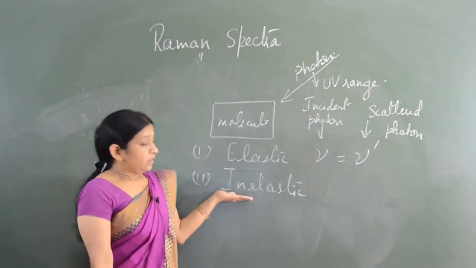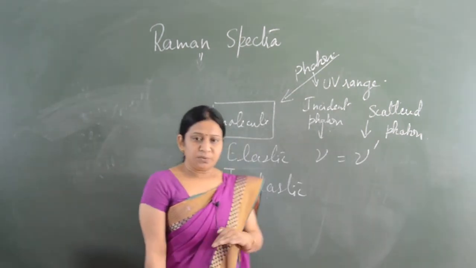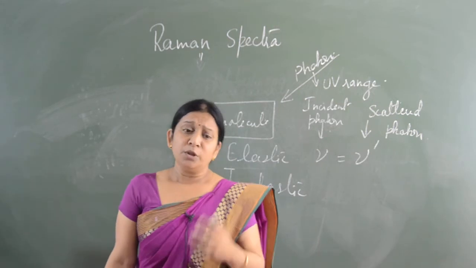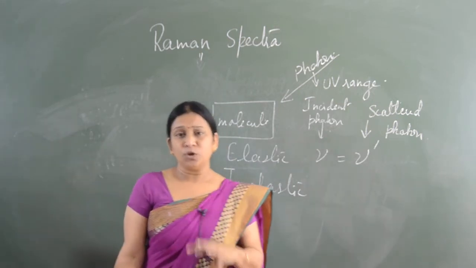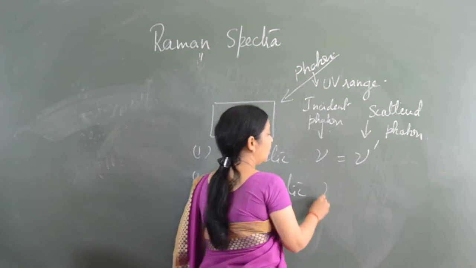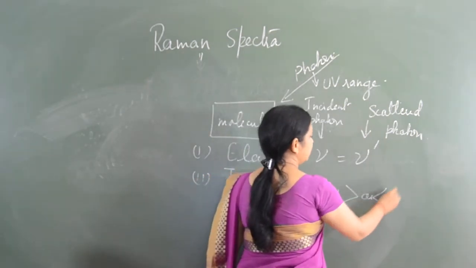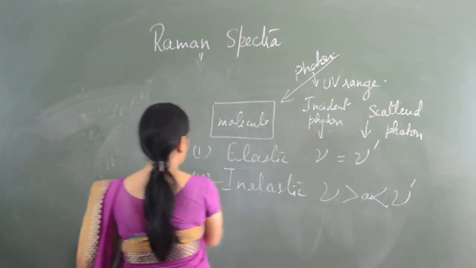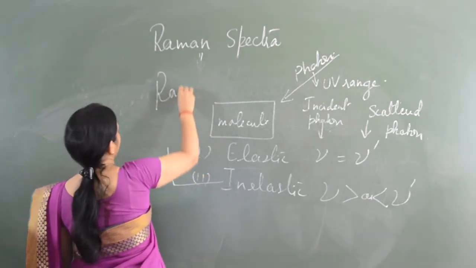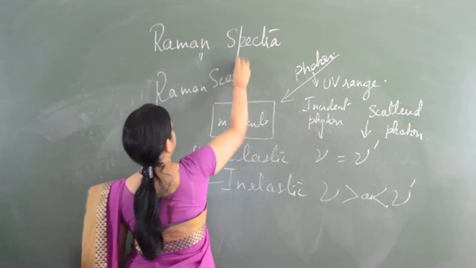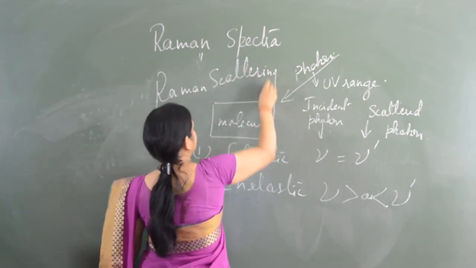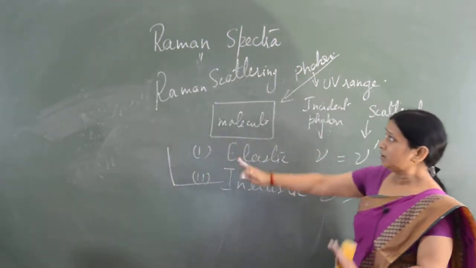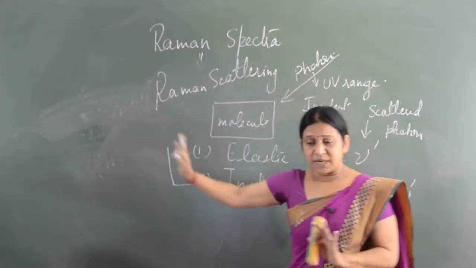Now when a radiation falls on the molecule and the collision is inelastic, inelastic means the frequency of the scattered photon is either greater than or less than the frequency of the incident photon, and this is actually Raman scattering. So this inelastic collision is referred to as Raman scattering. This is what we have to study basically.